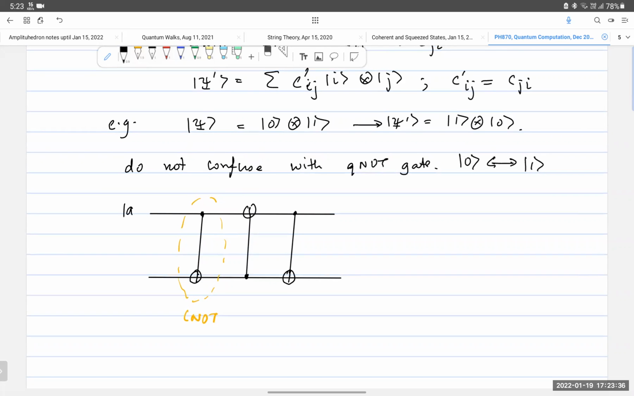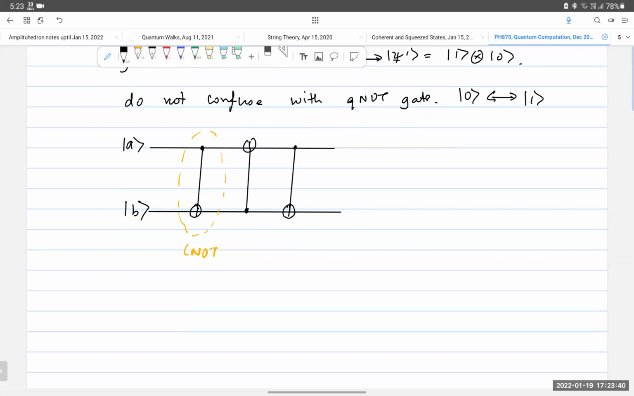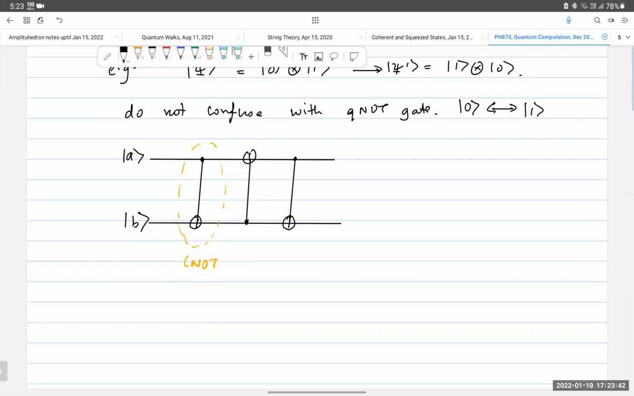So again, let's say this is A and this is B. We can look at what happens step by step. The first step is, after the first gate, what is the result? The output of the first qubit is just A, and the output of the second one is A XOR B.